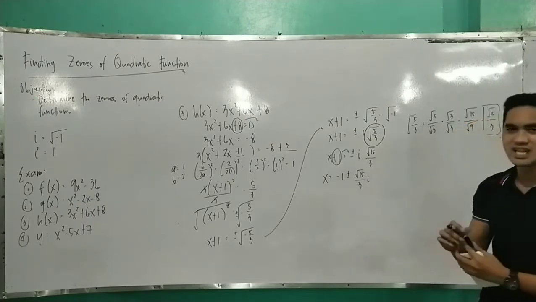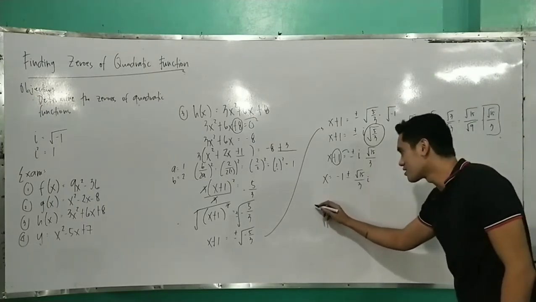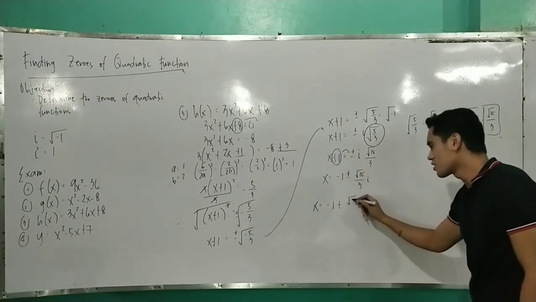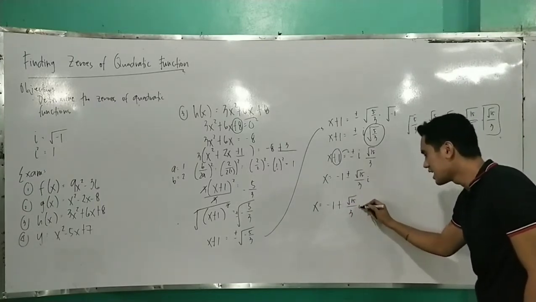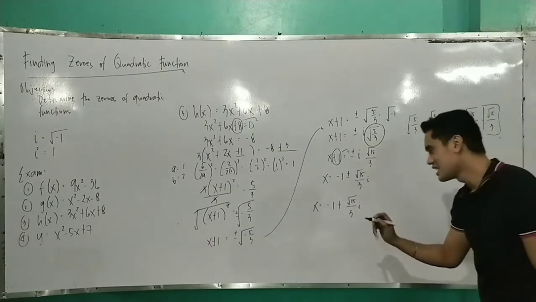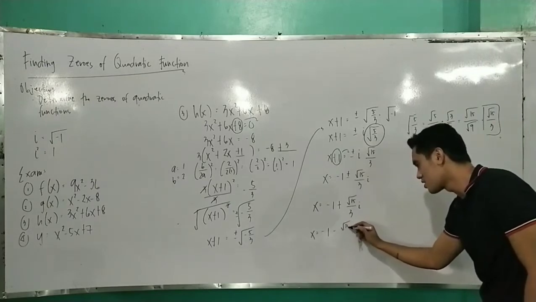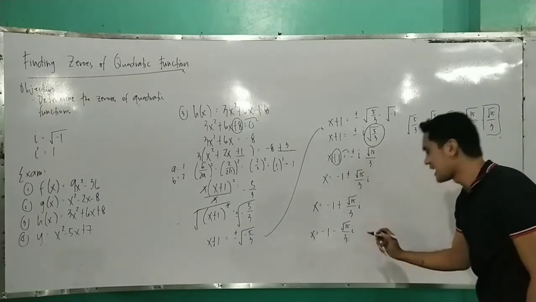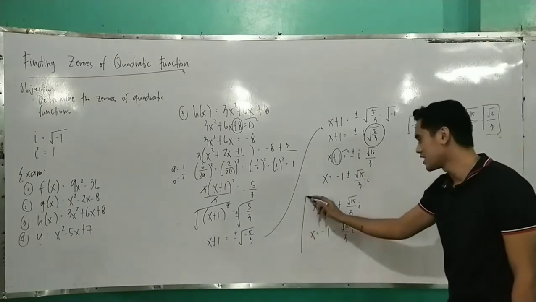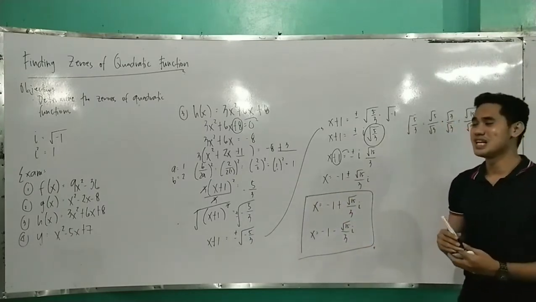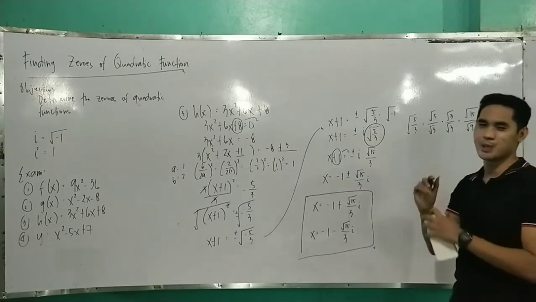So ibig sabihin, ang dalawang zeros natin, meron tayong x is equal to negative 1 plus square root of 15 over 3 i. Ito yung isa. Next, ang pangalawa, negative 1 minus square root of 15 over 3 i. Ayan, so ito yung ating dalawa. Kung nalilito, medyo nahihirapan, pwede ibalik.